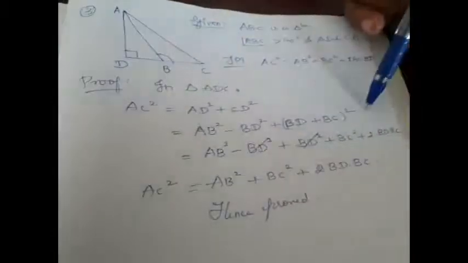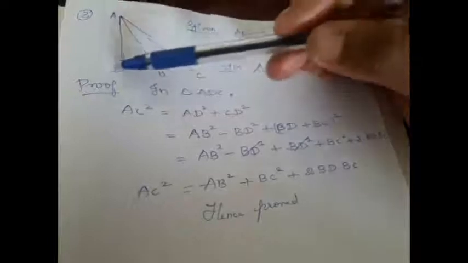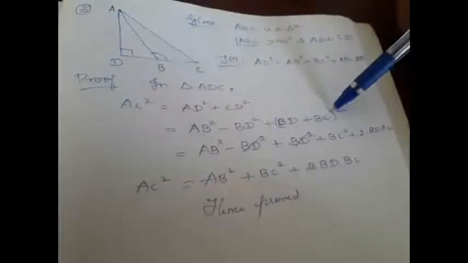Why have we replaced all those things? Because the thing which we need to prove doesn't have AD, right? So we have replaced AD in terms of AB. AD square can be written as AB square minus BD square, right? Now expand this using the (a plus b) whole square identity. BD will get cancelled. So the remaining things, that's what we need to prove. So the proof follows very easily. So the next question is also in the same way.